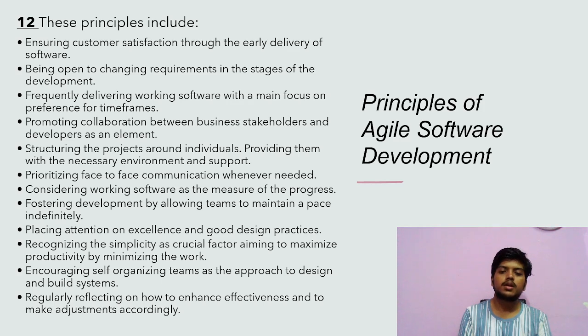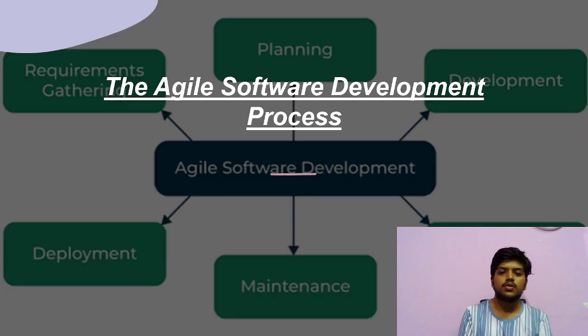fostering sustainable development by allowing teams to maintain a pace indefinitely, placing attention on technical excellence and good design practices, recognizing simplicity as a crucial factor, aiming to maximize productivity by minimizing unnecessary work, encouraging self-organizing teams as the approach to design and build systems, and regularly reflecting on how to enhance effectiveness and making adjustments accordingly. Agile software development goes on with planning, development, testing, maintenance, requirement gathering, and deployment.